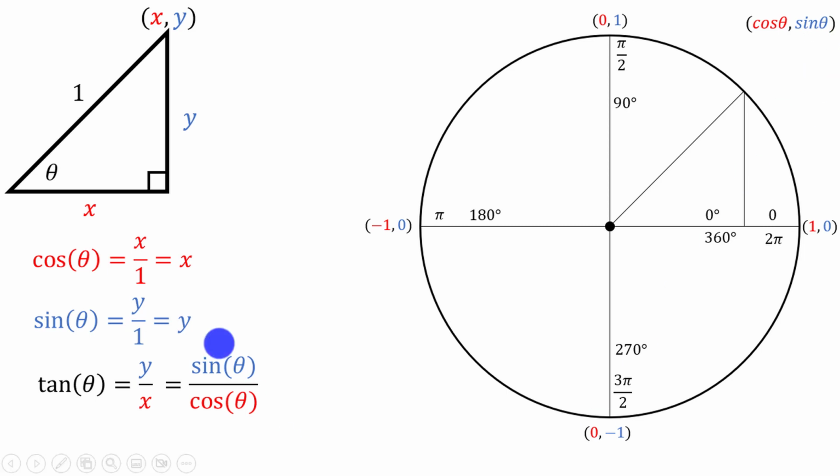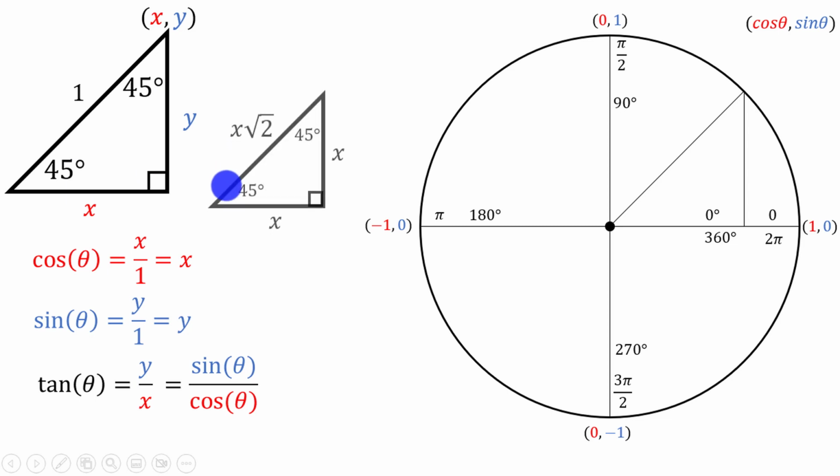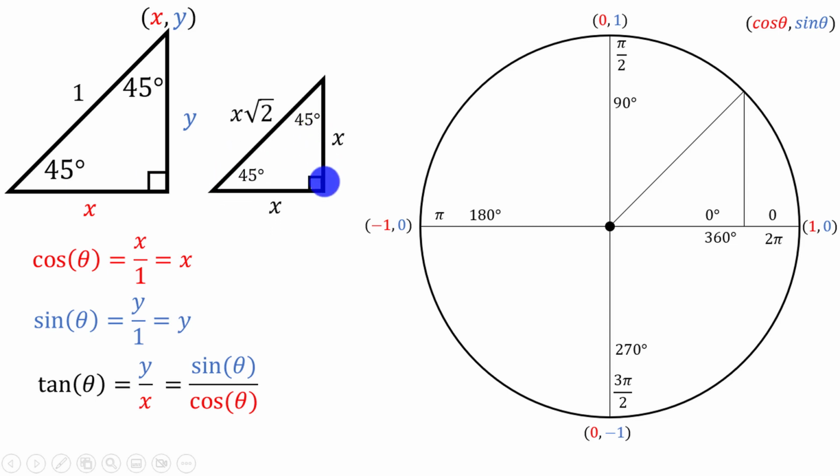Alright, so now instead of working with a general angle theta, let's look at a specific angle of 45 degrees. If this angle is equal to 45 degrees, that means this angle must also be equal to 45 degrees, so that the three angles together add to 180 degrees. 45 plus 45 is 90, plus another 90 is 180 degrees. And the interior angles of a triangle must always add to 180 degrees. Hopefully you recognize this as the special right triangle of a 45, 45, 90 degree triangle.